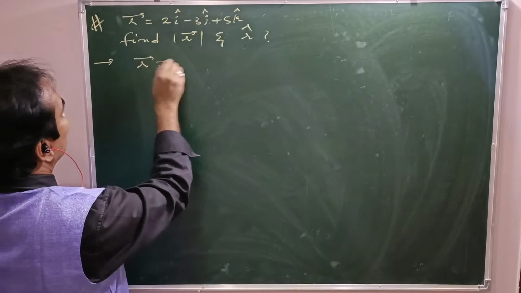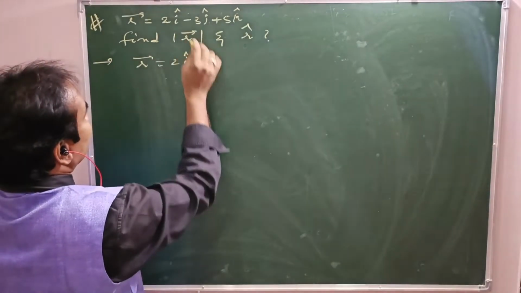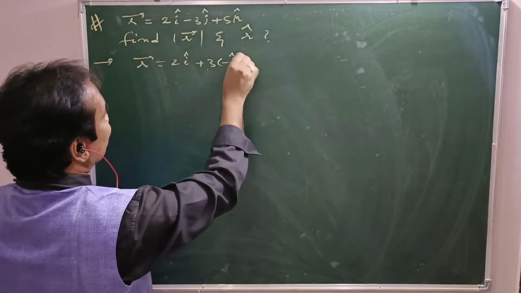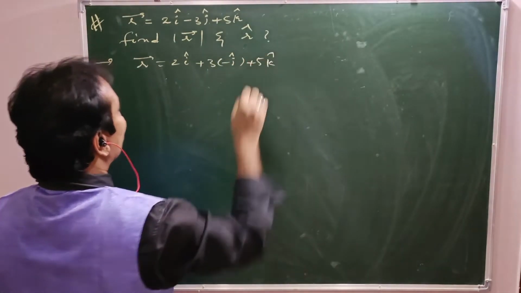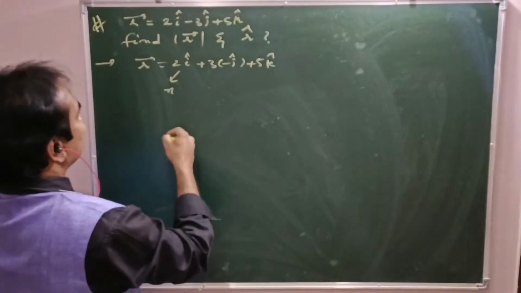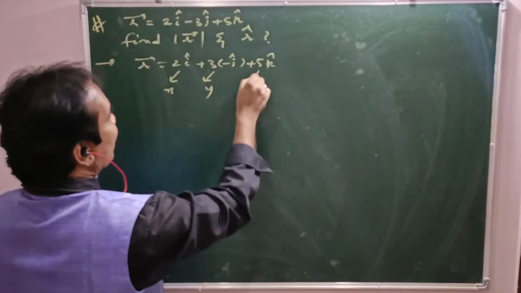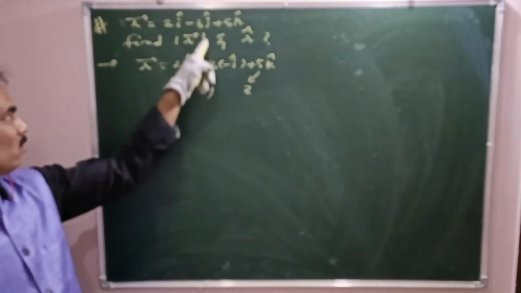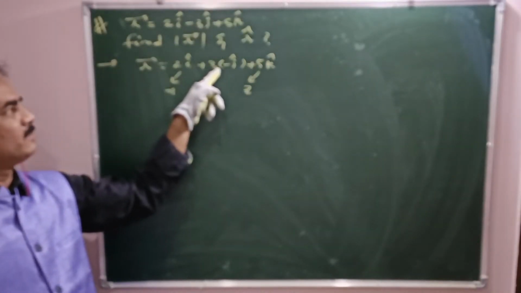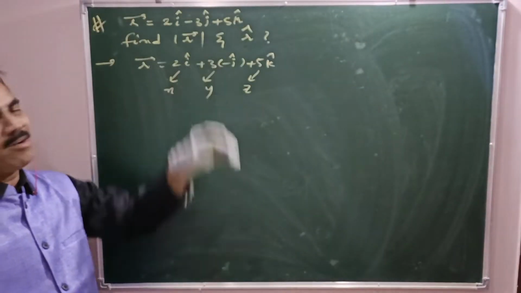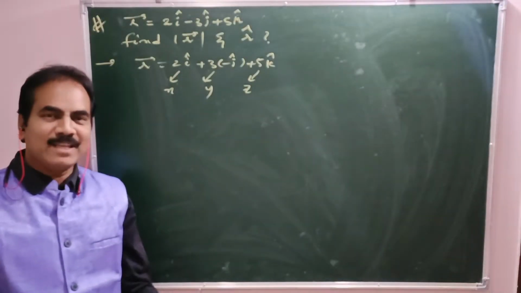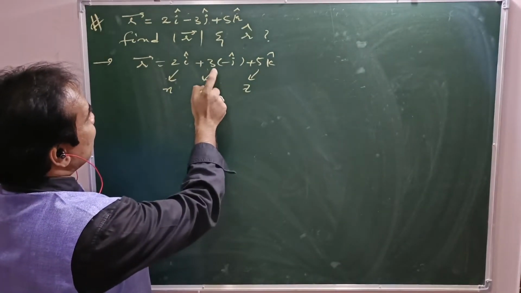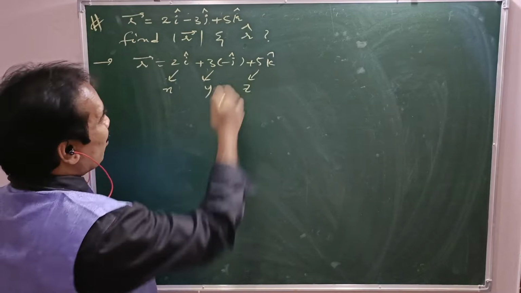R bar equals 2i, and here minus 3j means plus 3 into minus j cap, plus 5k cap. So here 2 is the x, 3 is the y and 5 is the z. So what is the x coordinate? 2. What is the y coordinate? 3. In fact that is 3, not minus 3. Why? Because magnitude is always positive. So 3 into minus j cap means the y coordinate is 3. Here the z coordinate is 5.